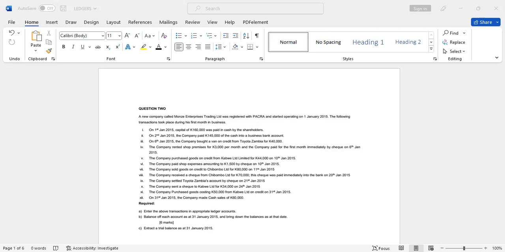So on the 1st of January 2015, the capital of 160,000 was paid in cash by the shareholders. Then on 2nd January 2015, the company paid 145,000 of the cash into the business bank account.